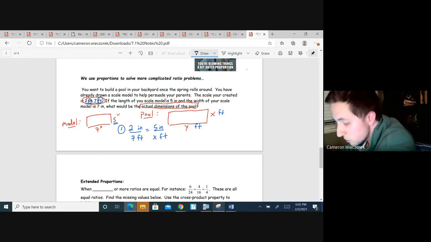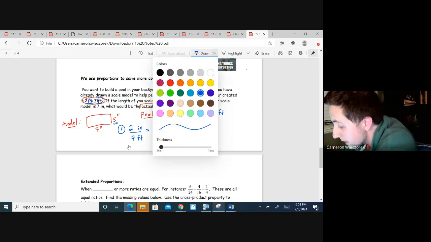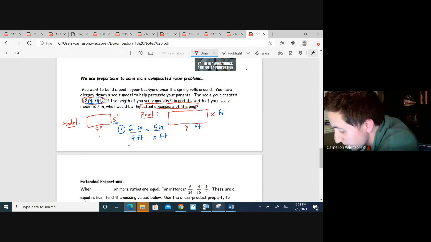So you're using your scale model, that 2 inches to 7 feet, to help yourself figure out what 5 inches would be in the actual pool. So I'm going to cross multiply. 2x equals 35 means that x would be 17.5 feet. So this guy's 17.5.